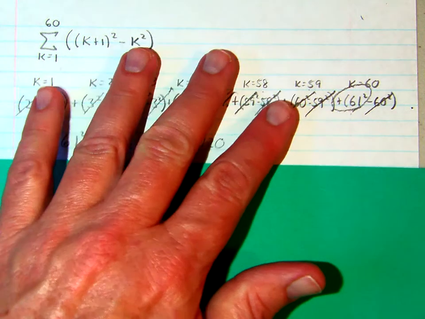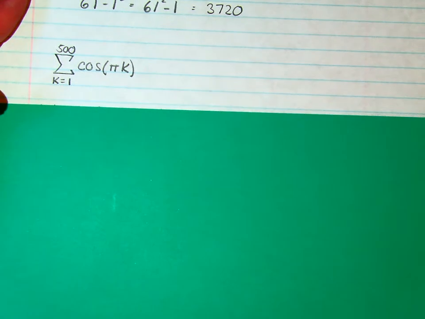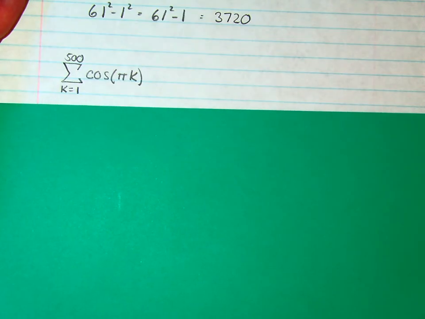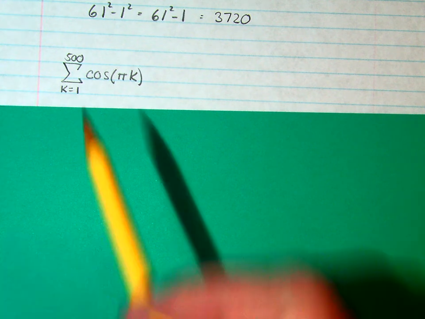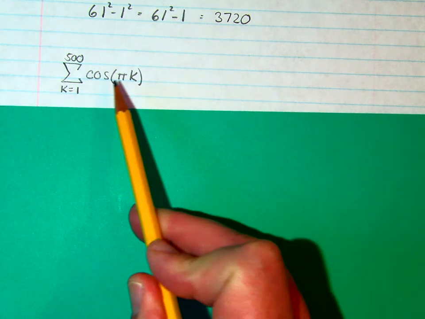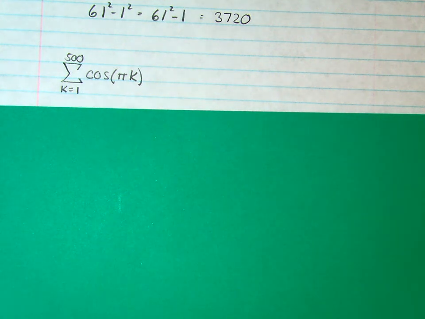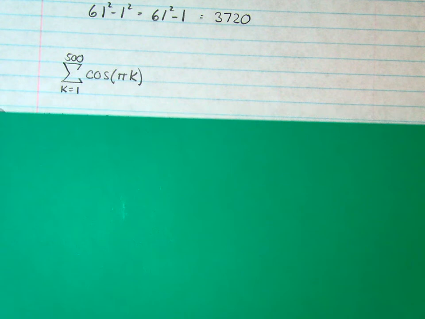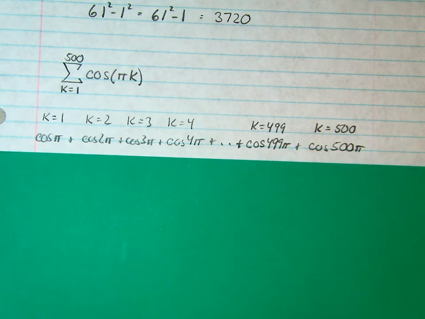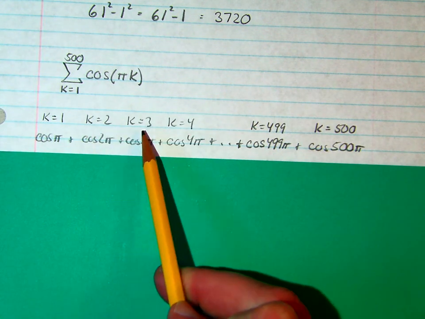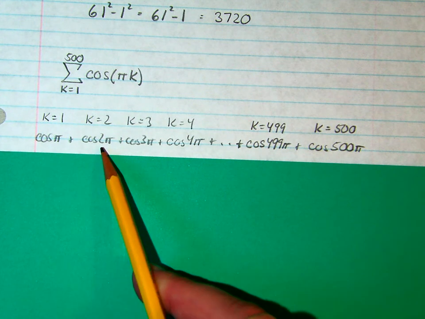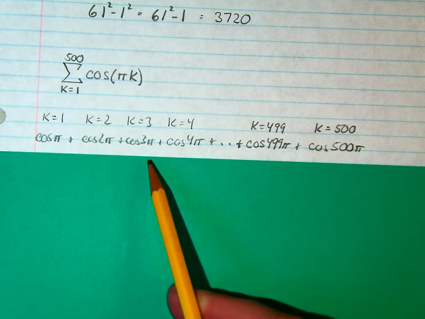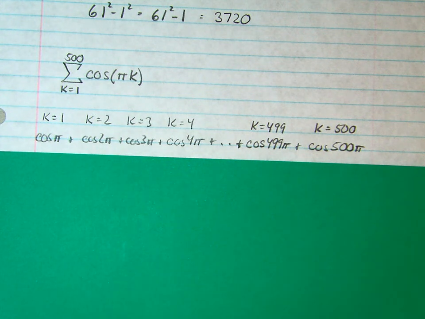All right, last example here. Something similar is going to happen. We're summing k equal to 1 to 500 for the expression cosine of pi k. So plugging in the beginning of the sequence, k is 1, k is 2, k is 3, k is 4, etc., we get the cosine of pi plus the cosine of 2 pi, cosine of 3 pi, on and on and on, and then the last couple at the end.